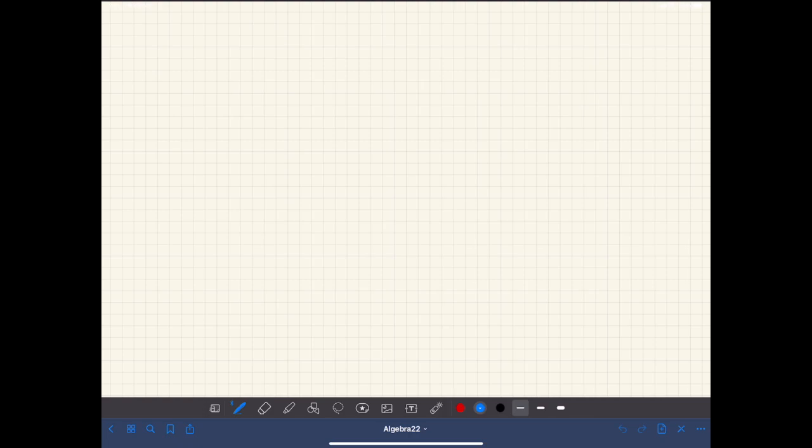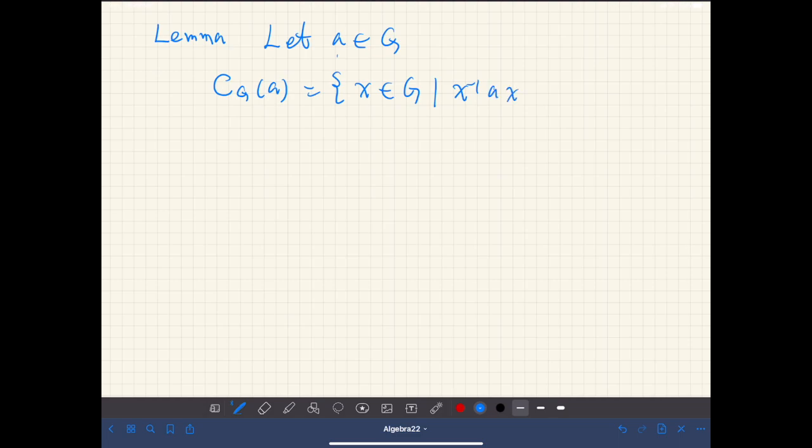Now we study more about groups, various aspects of groups, and here's our first lemma of the day. Let's say we have an element A of a group G. Then for this given element A, let's define this set C_G(A), which is defined by all elements x of G such that x inverse A x is equal to A.